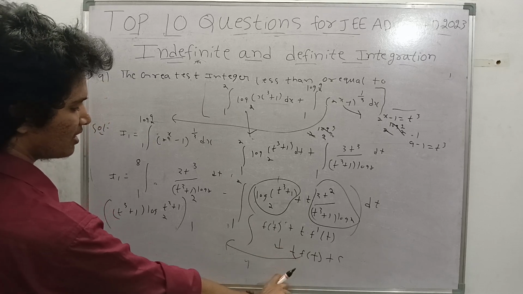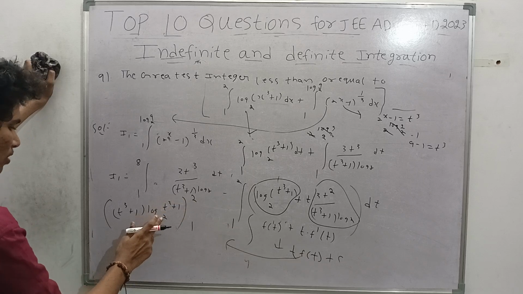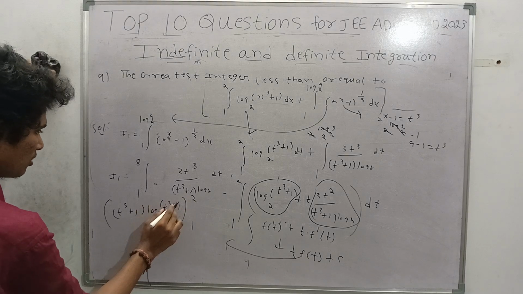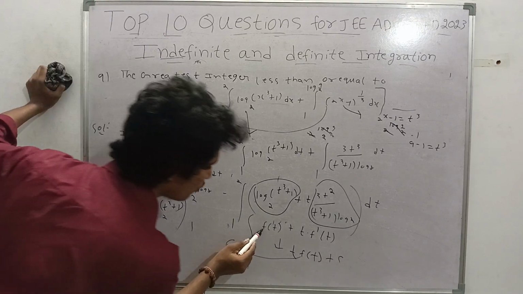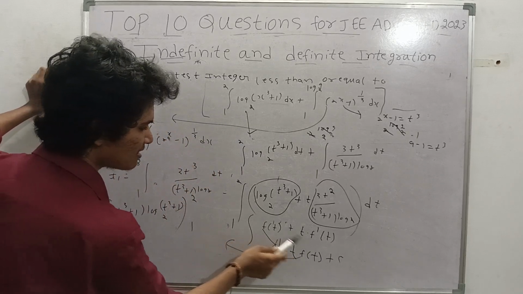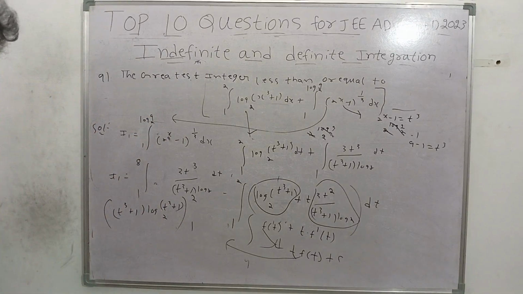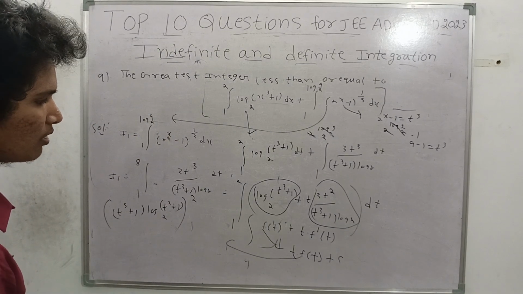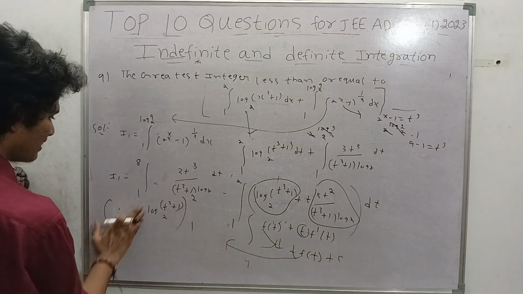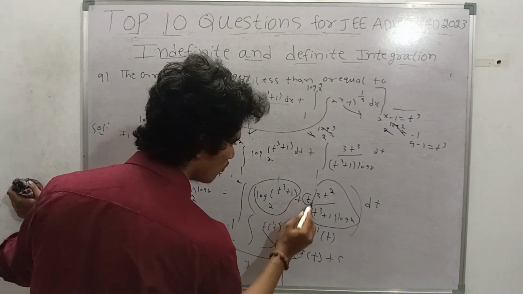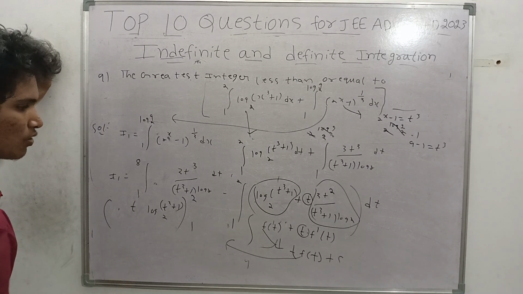Yes, it is correct only, there is no doubt. So when it is 2, what will I get? Here we have to check the formula: integral f of t plus t into f dash t, whether it is t into f of t plus c or not, you have to check once. Sorry guys, here it is not t cube plus 1, it is t only, because the thing which is outside, that we have to write now. So it is t only. So there is no confusion.